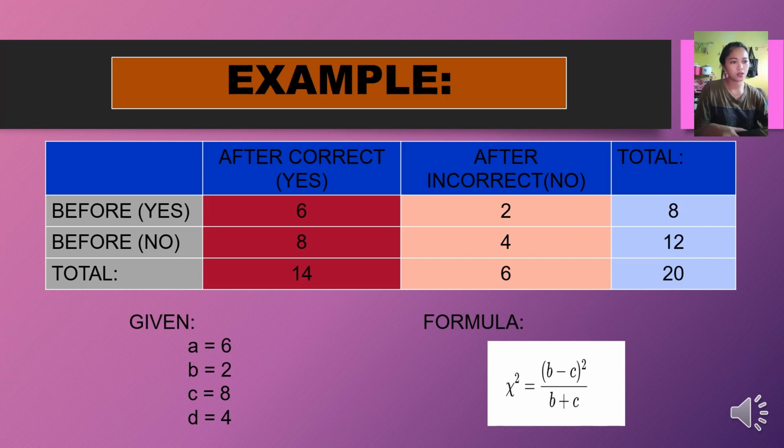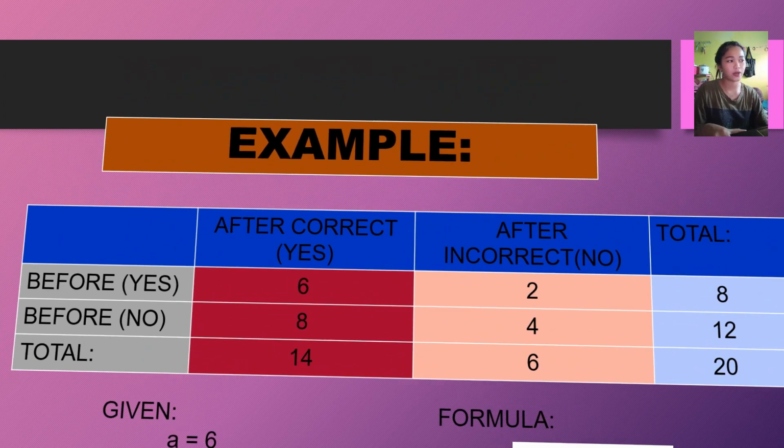So in our table, we have cells A, B, C, D. Our A is 6 students, B is 2, C is 8, and D is 4. Then we add them to get the total of the students who answered our research. So this is the formula we will use to solve the chi-squared value.